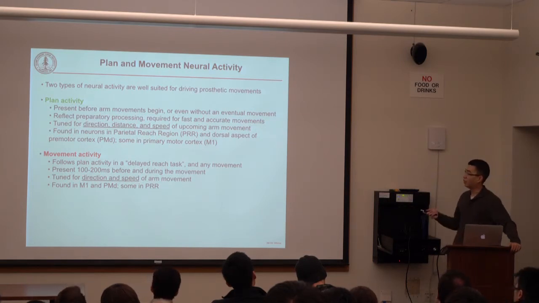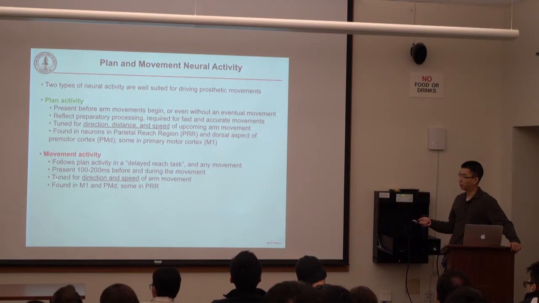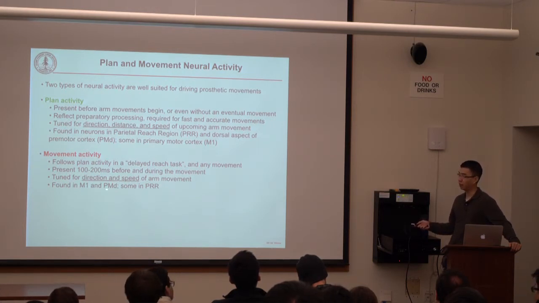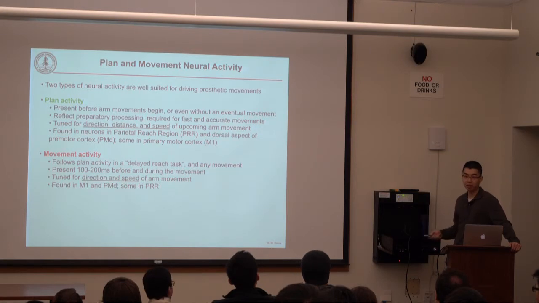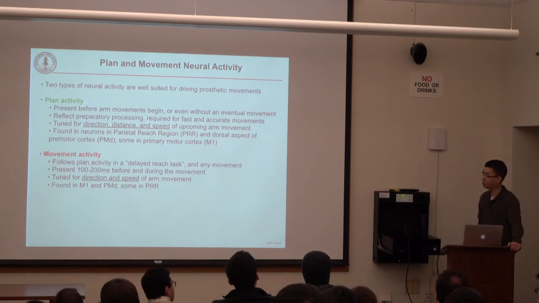All right, so movement activity is also tuned, or it encodes direction and the speed of your arm. Movement activity is primarily found in primary motor cortex. It's also coded in dorsal premotor cortex, although it's more so in primary motor cortex, M1. And then there's some encoding of movement activity in the parietal reach regions.